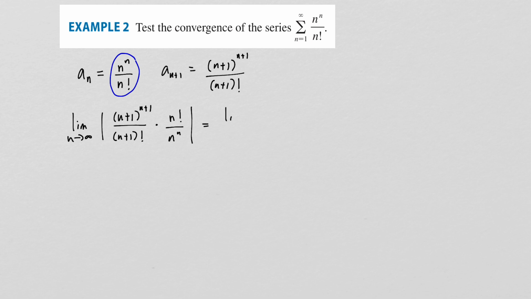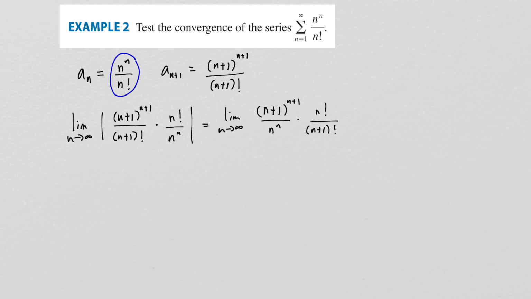Now, let's rewrite this as the limit as n goes to infinity of n plus 1 to the n plus 1 over n to the n times n factorial over n plus 1 factorial. And I can remove the absolute value here because everything inside of the absolute value is already positive. So the absolute value isn't doing anything in this particular problem.